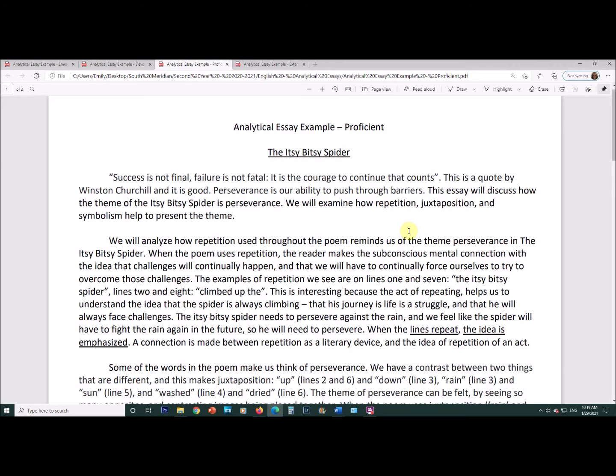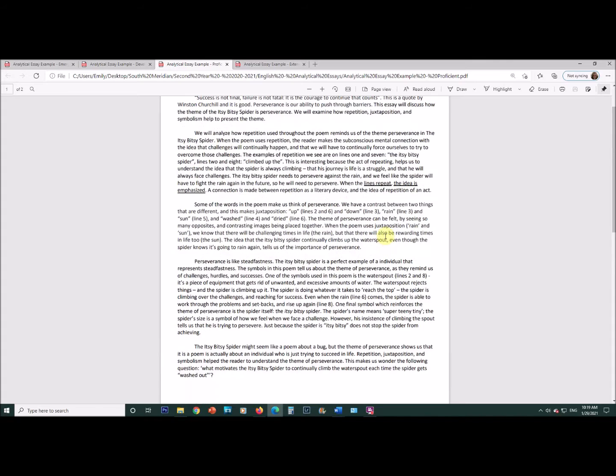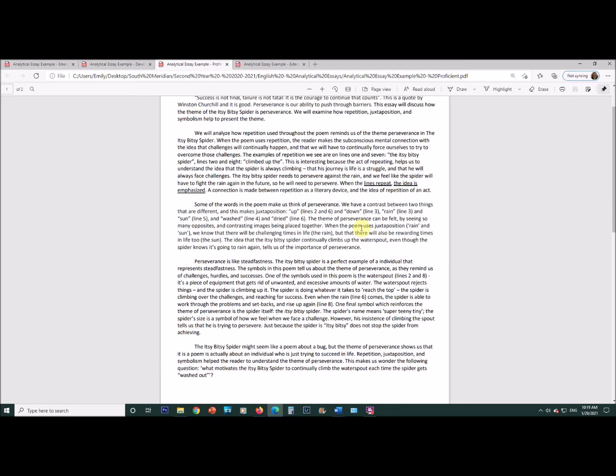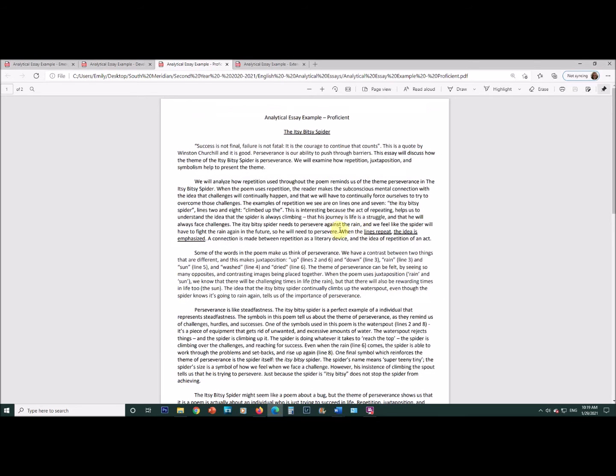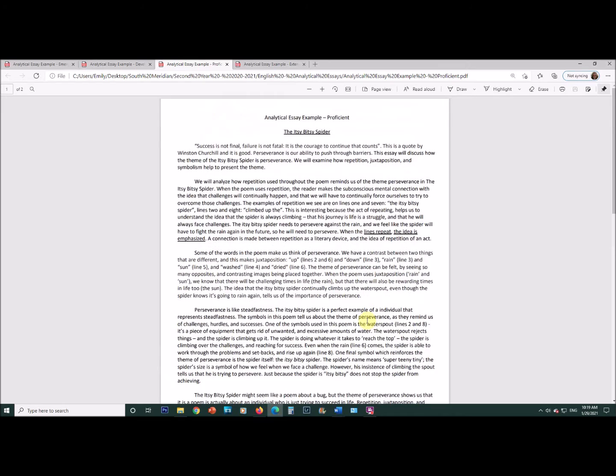So let's read this. The proficient one, when I zoom out, you can see it's definitely longer. Again, quantity sometimes helps to equal quality. You just end up saying more. I've also indented here a little bit. We've got a couple more specific examples, like we actually say line 6, line 8. And I think there's more of an argument being made. So let's read through this and we'll see what we see.